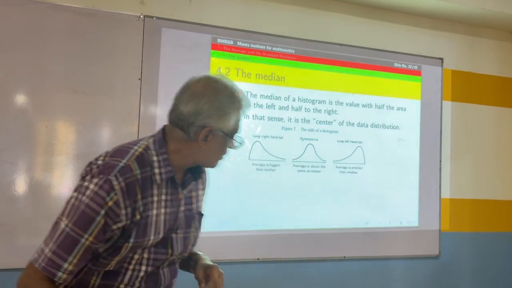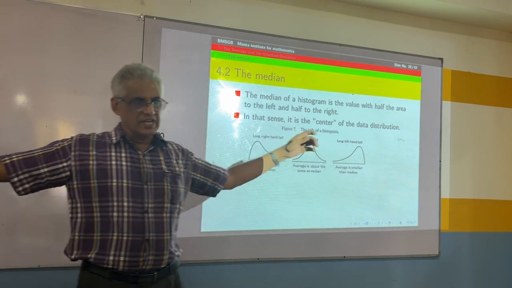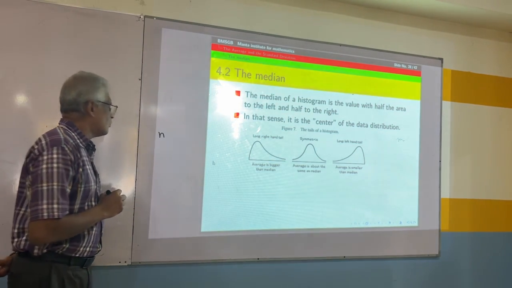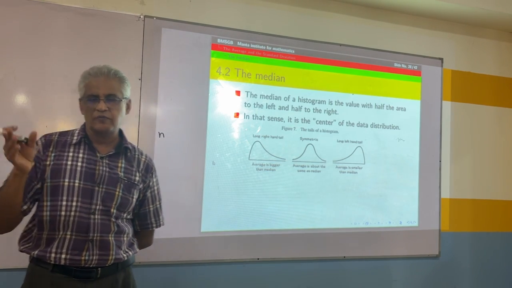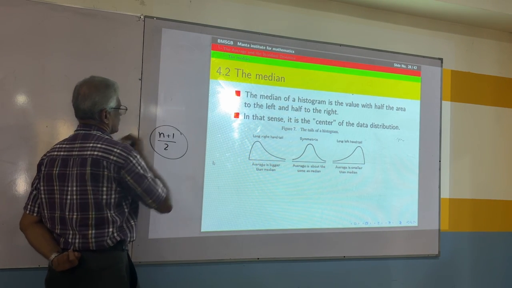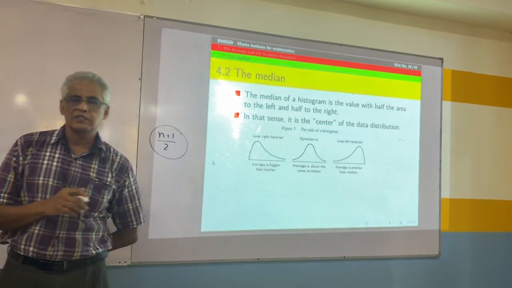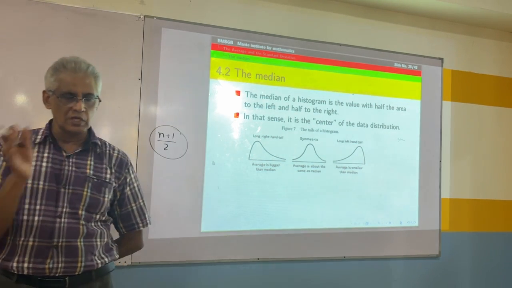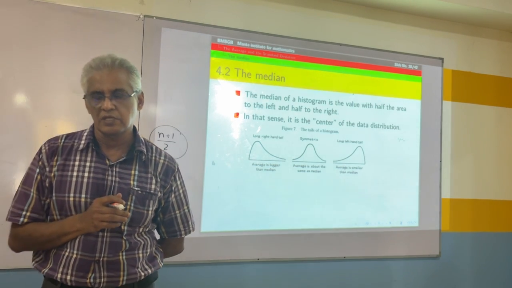If you have n observations, first of all you have to put the data in some order, ascending or descending. And then what will be the position of the median? The position will be given by (n plus 1) over 2. If you have, for example, 10 observations, then 10 plus 1 is 11, divided by 2 is 5.5. So that means the median is going to be in the middle of the 5th and 6th observation.